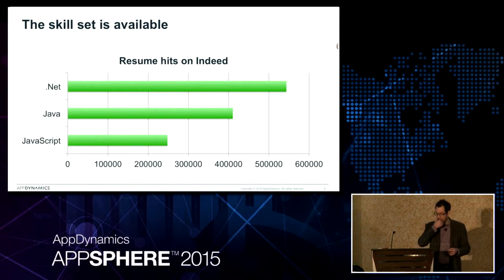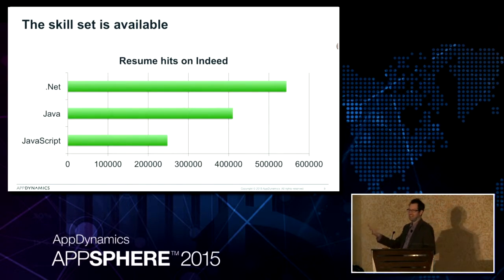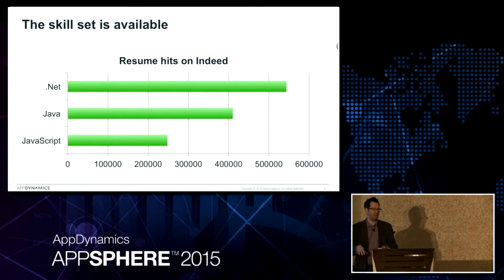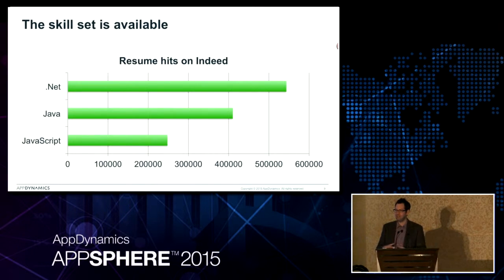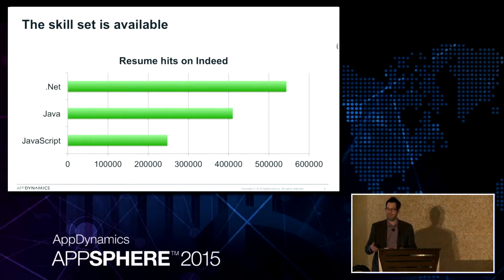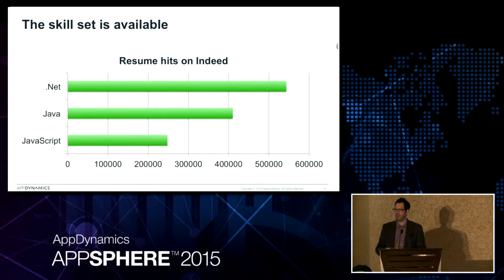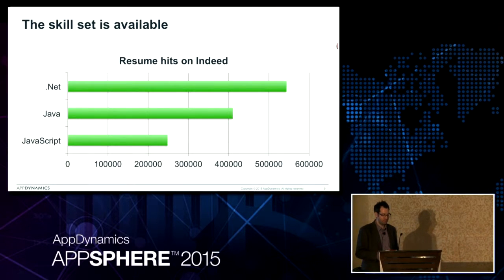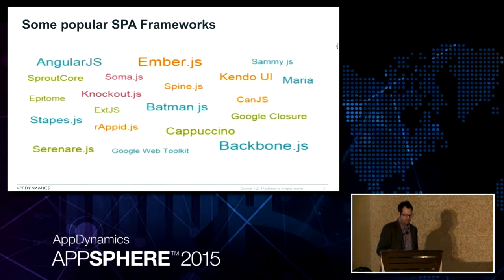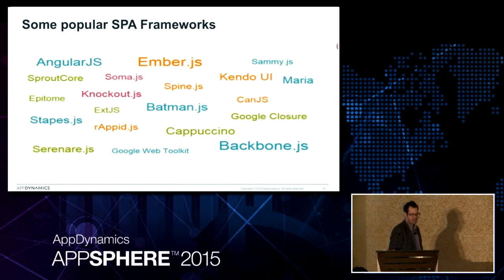Another reason is the skill sets available. Now, admittedly, this is a completely unscientific way of assessing the market. But what I did is I quickly went out and Googled Indeed for a couple of skill sets. And while you may quibble with the relative ranking of these, what it shows is that JavaScript is just as much a highly fungible skill as things like .NET and Java out there. So you can hire people to do this work. As a result, where there is demand, there is supply.